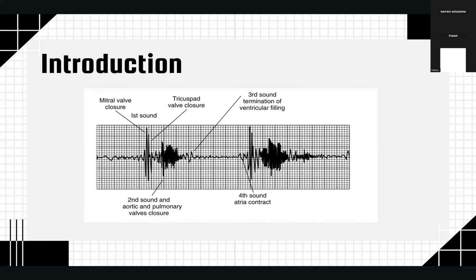This graph represents the heart sounds as recorded by the phonocardiograph. The first sound, S1, is caused by the closure of mitral and tricuspid valves. The second sound, S2, is produced by closure of aortic and pulmonary valves. The third sound, S3, is caused due to rapid filling of ventricles after the valves open. The fourth sound, S4, is produced by atrial contraction forcing blood into ventricles just before the next heartbeat.